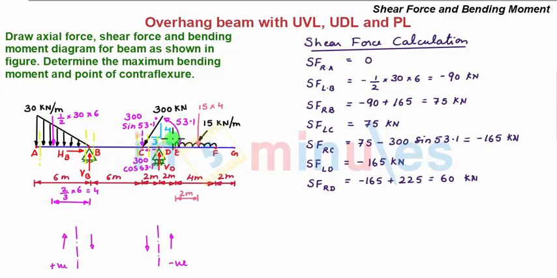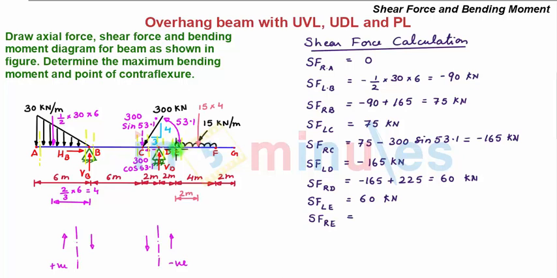Next we move this section towards right and take it towards left of E and very near to it. Now shear force towards left of E is equal to, as there is no addition of force, it remains the same as 60 kN. Next we move this section towards right and take it towards right of E and very near to it.